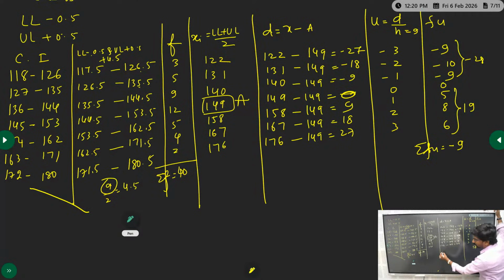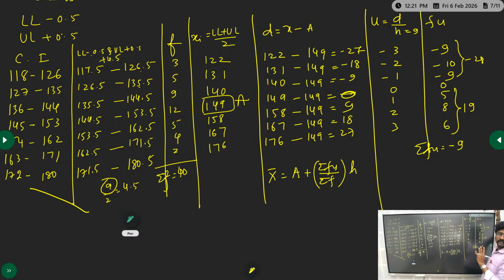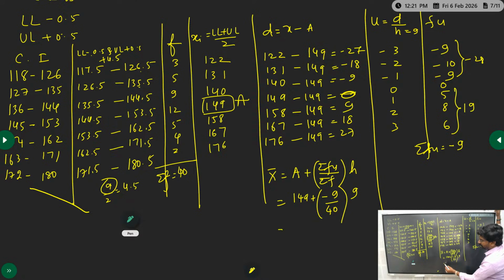Then the formula is x bar is equal to a plus summation fu by summation f, into h. In assumed mean, you write summation fd by summation f. Instead of fd, it is fu, and since we have taken the class width, multiply by class width. 149 plus minus 9 by 40 into 9. What is 9 nines? Minus 81 by 40.